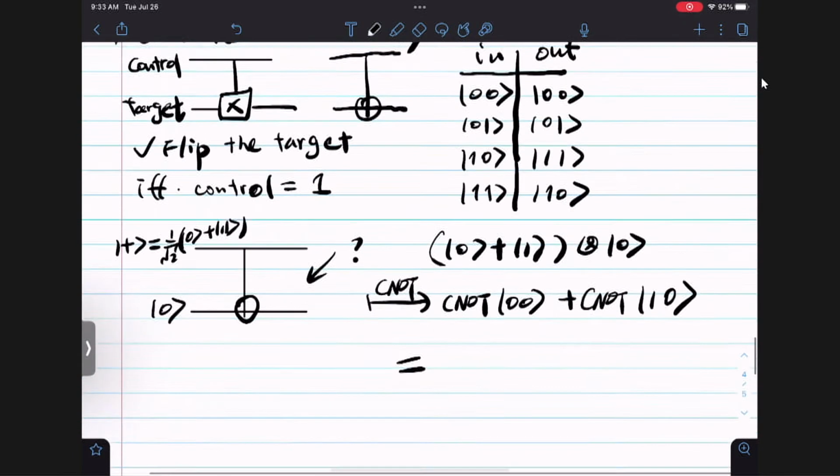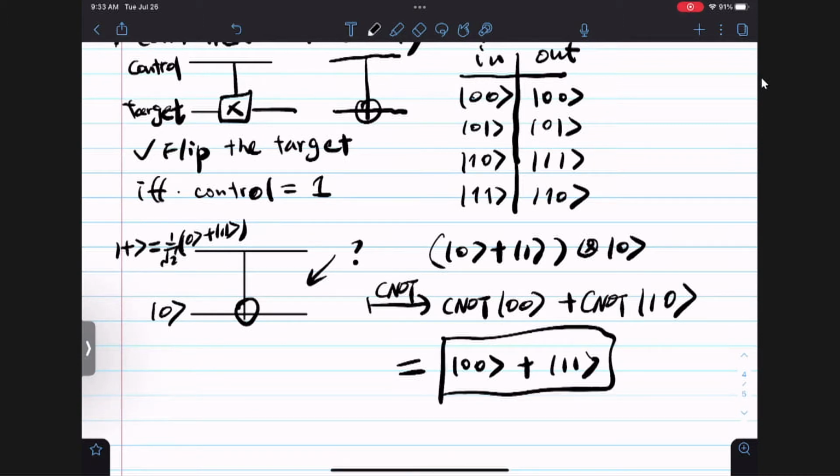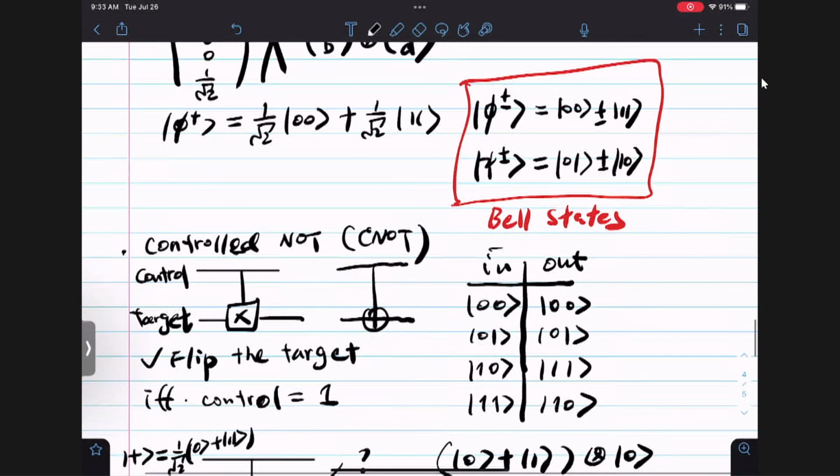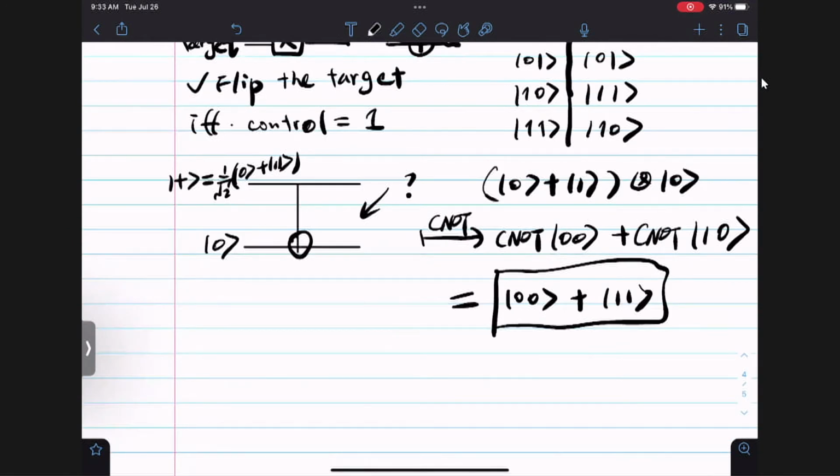Okay, and then we can just read out from the truth table here, or just follow the rule. If the control is 0, it doesn't change it. If the control was 1, it flips the bit. So this is what we're going to get, modulo the normalization 1 over square root 2. Do you recognize what this is? Oh, it's right here. This is the EPR pair. So this is how you prepare the EPR pair, using one CNOT gate.